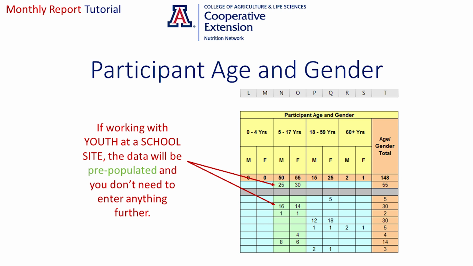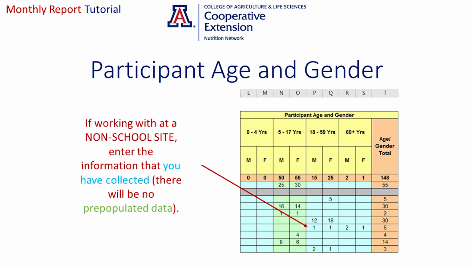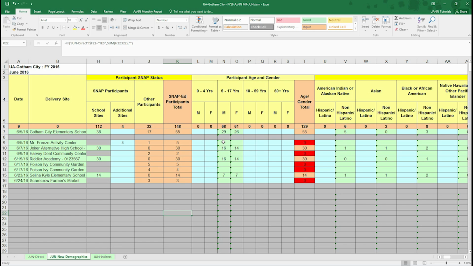If working with youth at a school site, you will not need to enter any information as it will pre-populate for you. If it doesn't, contact your RC. If working with adults at a school site, you will need to key over the information that has pre-populated with the information collected from demographics cards. When working with a non-school site, you will need to fill out this information with what was collected on demographics cards. If your demographics numbers add up to be more or less than the number in column F that was entered in the previous tab, you will see the box in column T turn red. This signifies that your numbers do not match and you have an error somewhere.